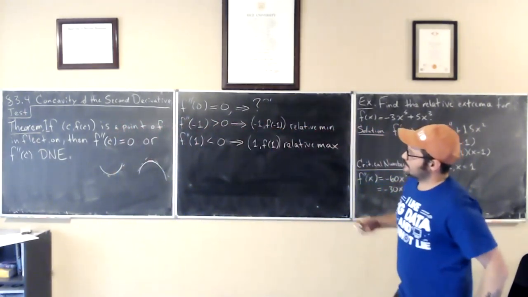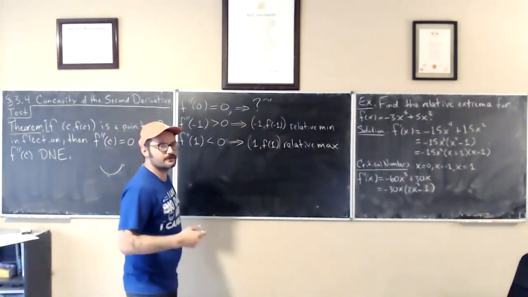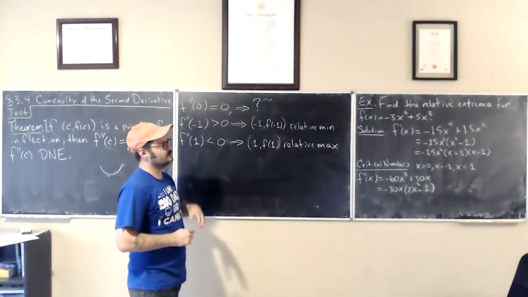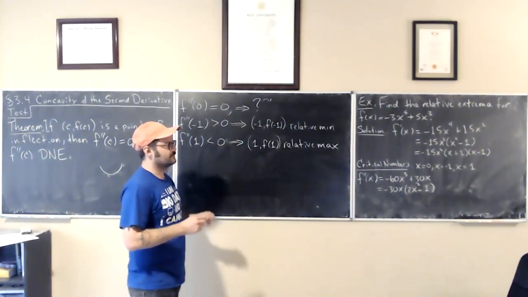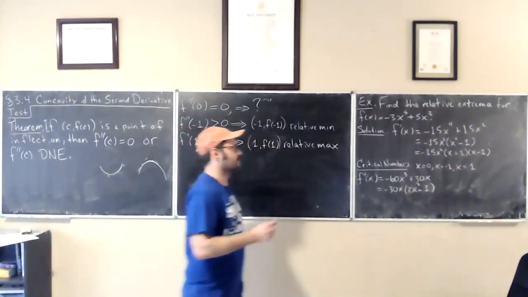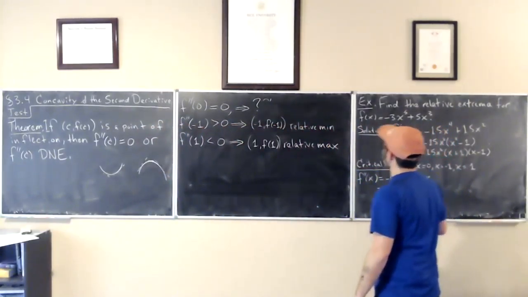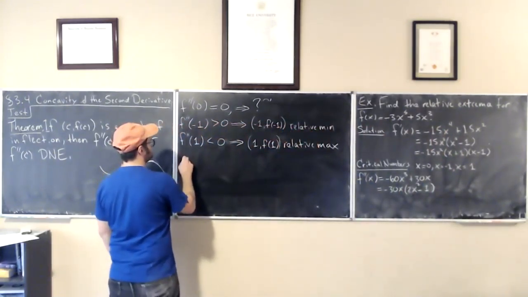So in the case that the second derivative doesn't give us any information, we need to use the first derivative to determine when the first derivative changes from positive to negative, right? Or negative to positive. And that'll tell us if we're at a relative minimum or relative maximum. So there's the first derivative.